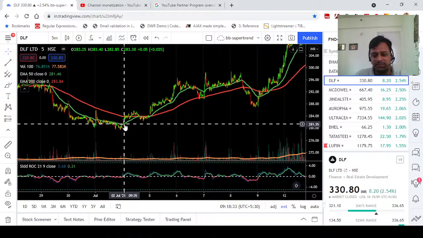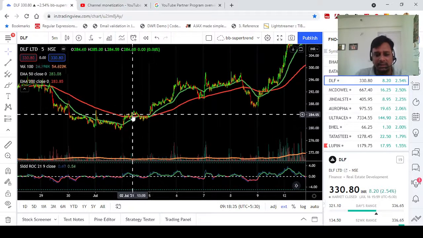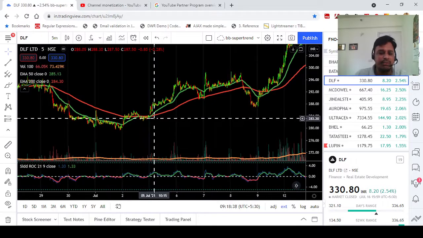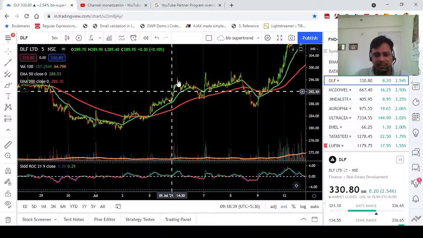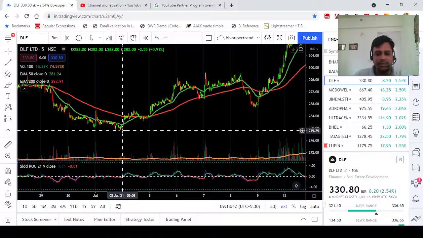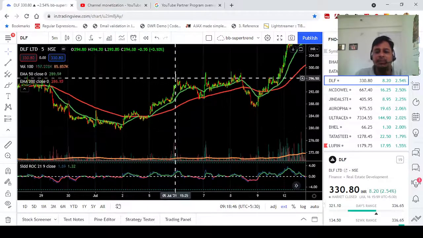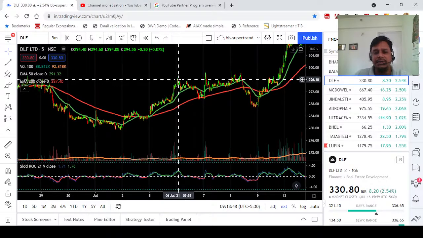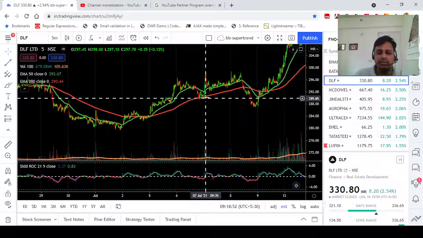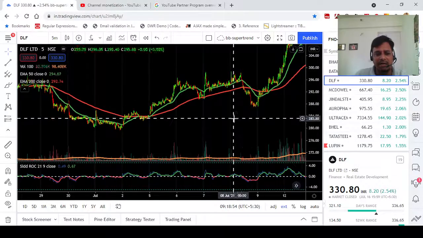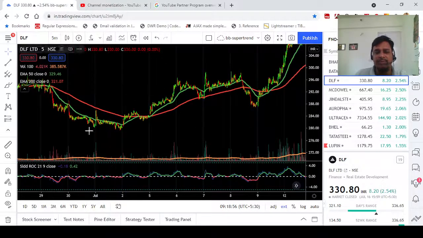So first requirement is that the 200 moving average slope is up. Second requirement is previous trend is up, so last 2 3 days trend is up. And third is the pullback is happening. So pullback is happening means the stock is getting corrected and coming near the 200 moving average. And this setup we will work with the 5 minute chart.